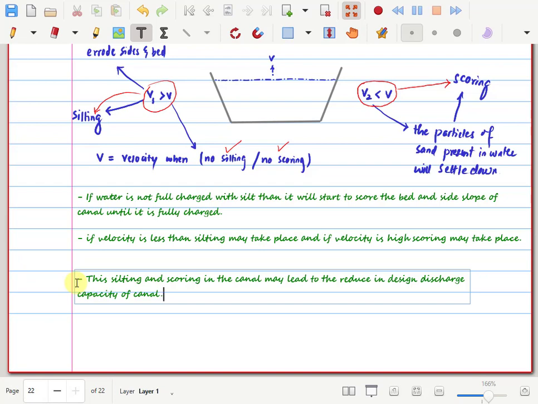If you go into the previous lectures where we have done the numericals, you will understand this point, because from the head of the source to the head of the water course, there are some sort of reductions, right? That can be maybe due to seepages or evaporation losses, or that can be also because of silting and scoring. So they are going to reduce the discharge design capacity of your canal.